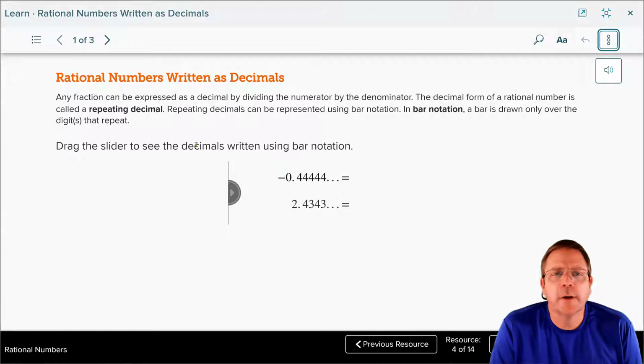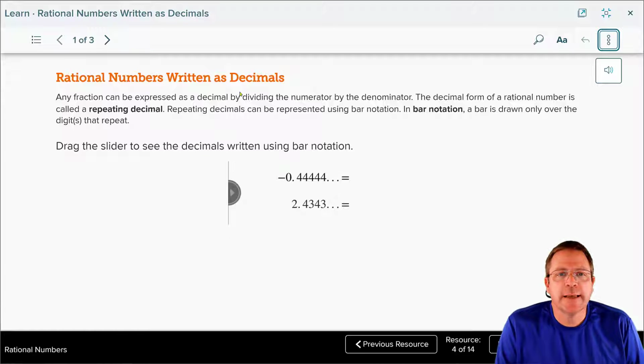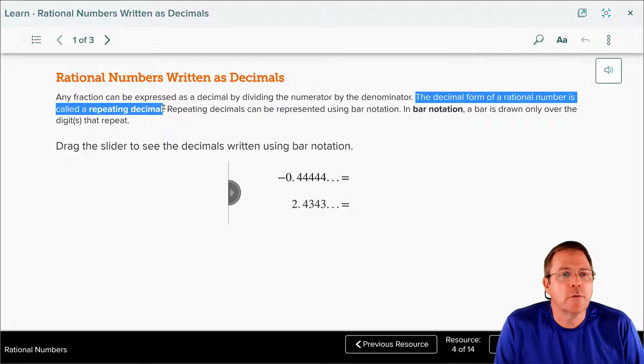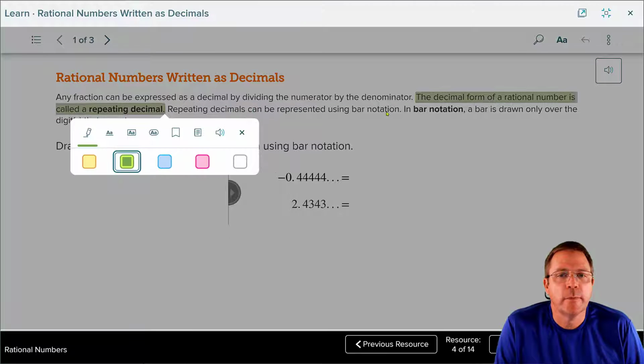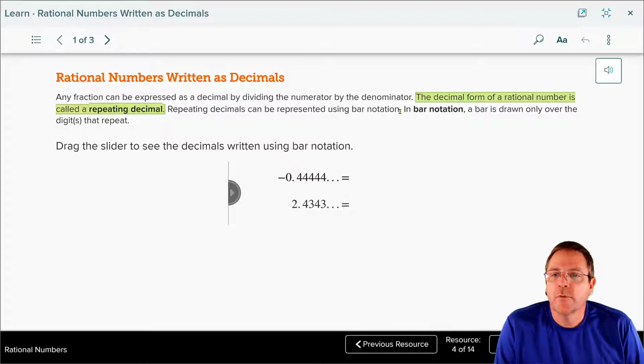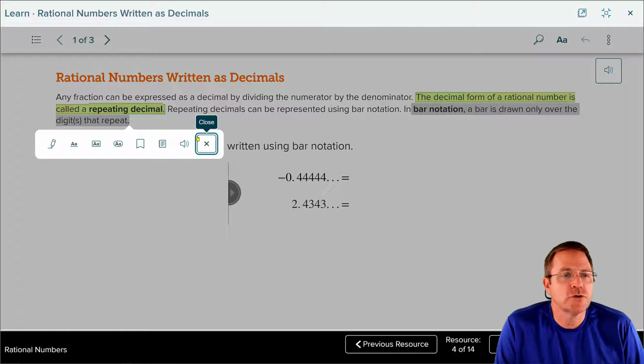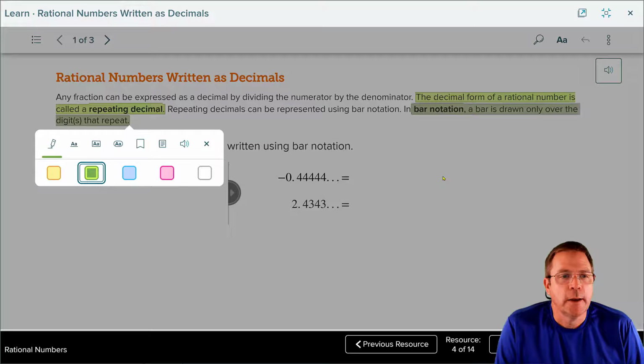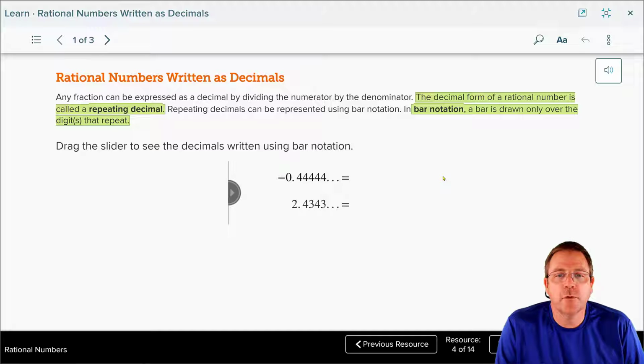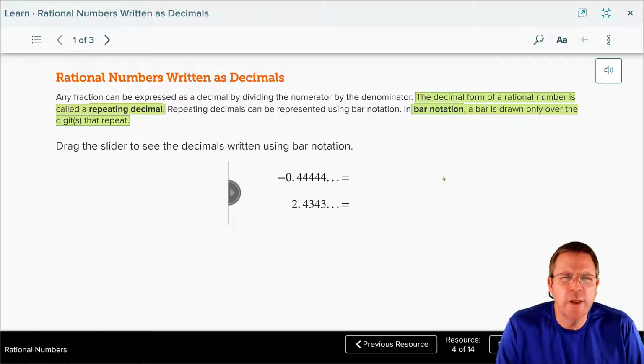And now it's time for us to pick up a few vocabulary terms here. Any fraction can be expressed as a decimal by dividing the numerator by the denominator. The decimal form of a rational number is called a repeating decimal. A repeating decimal can be represented using bar notation. In bar notation, a bar is drawn over the digits that repeat. Now these are things that you've already done in elementary school, but it may be the first time you truly define them. So drag the slider and see the decimals using bar notation.